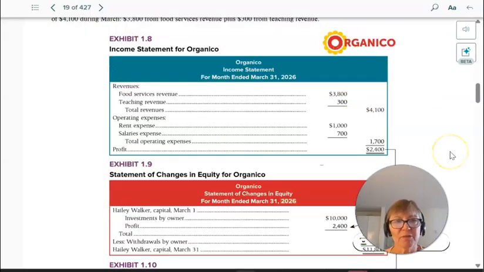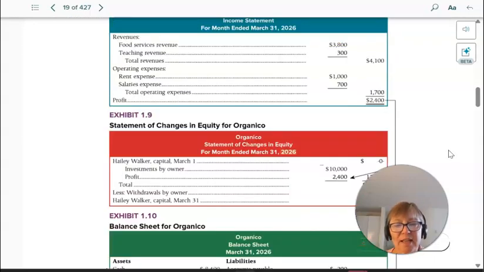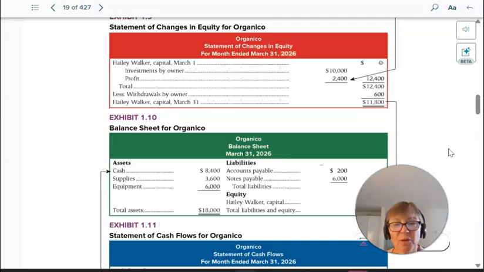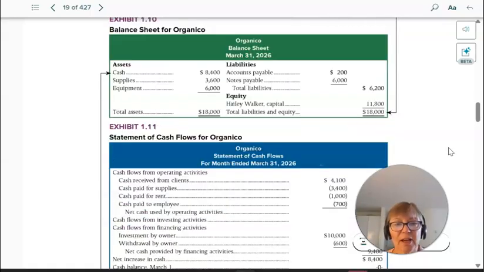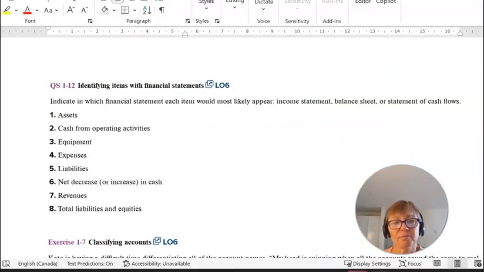We've got our income statement first, and we know that our income statement has revenue and operating expenses, so they're not there. Statement of changes in equity, that wasn't included in the list. So let's go down to our balance sheet. Well, look, here we have assets, because we know assets, liabilities, and equity go on our balance sheet. So for the first question, we know assets go on our balance sheet.